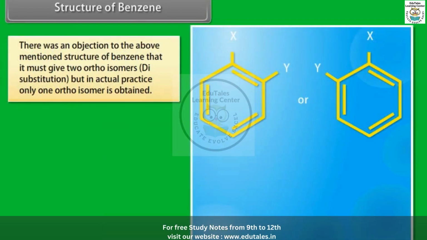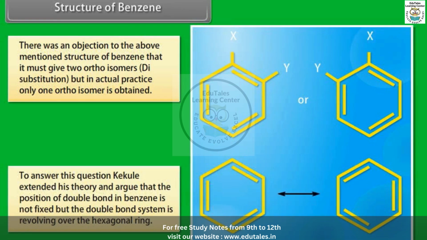There was an objection to the above-mentioned structure of benzene, that it must give 2 ortho isomers on disubstitution, but in actual practice, only one ortho isomer is obtained. To answer this question, Kekule extended his theory and argued that the position of the double bonds in benzene is not fixed, but the double bond system is revolving over the hexagonal ring. He proposed the given structures and said that all C-C positions have a partial double bond character.